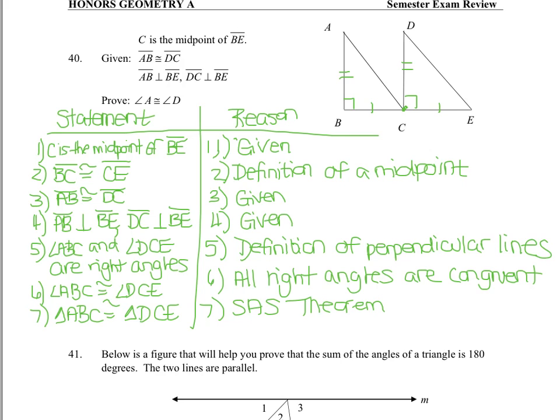So once we have proven that two triangles are congruent, then we can prove that angle A is congruent to angle D, and the reason for that is CPCTC. And that is the rest of our proof.